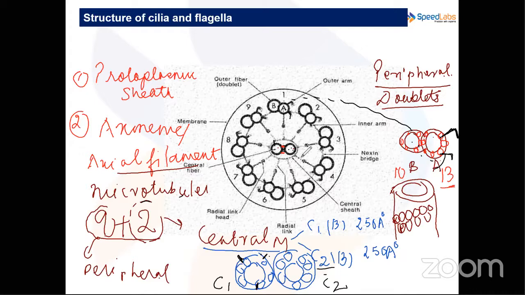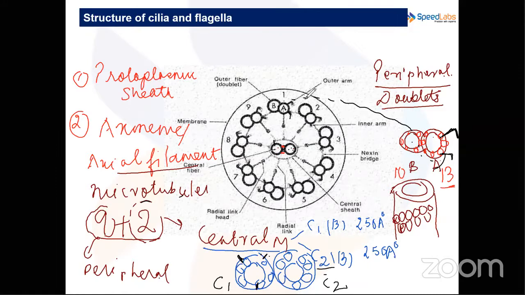So let us locate what we can see in the diagram. You can see 9 peripheral microtubules, A and B. A faces inward, B faces outward with 2 arms. A has 2 arms, one faces inward, one faces outward. And in the center you have the central microtubules.